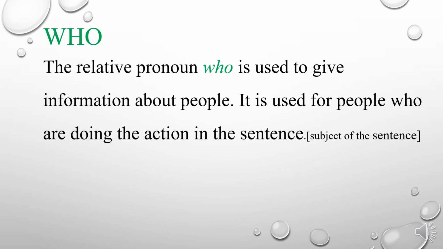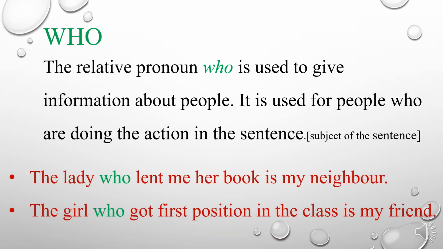Who. The relative pronoun who is used to give information about people. It is used for people who are doing the action in the sentence. We can say that who is used for subject of the sentence. For example, the lady who lent me her book is my neighbor. Now the action of lending book is done by lady, so we will use who in the blank. The girl who got first position in the class is my friend. The action of getting first position is done by the girl, so we will use who in this case.